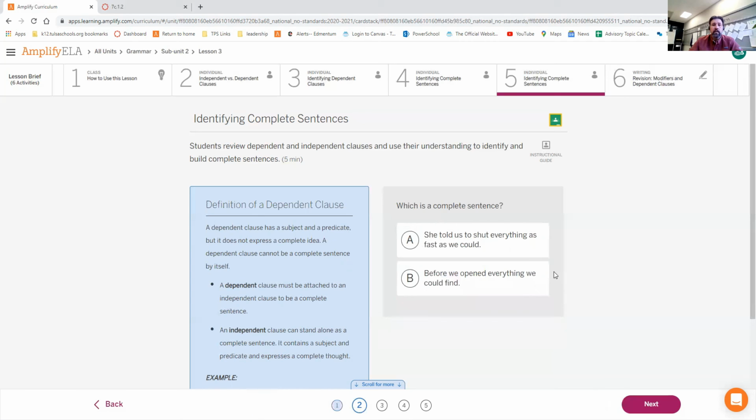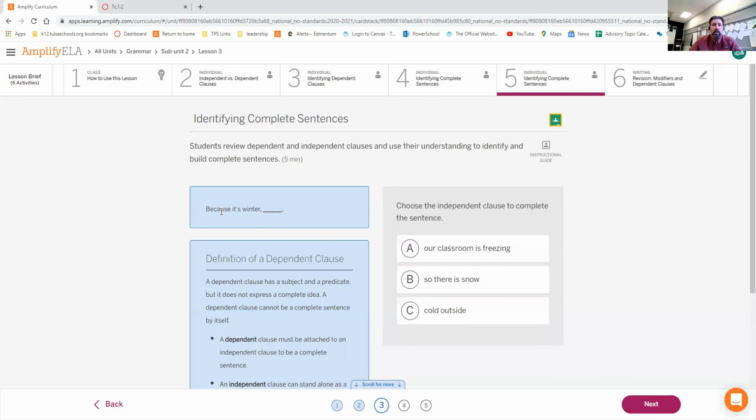Next one, same idea. She told us to shut everything as fast as we could. She told us to shut everything. And then we have our dependent clause, as fast as we could, afterwards. But this independent clause makes it work. That's definitely a complete sentence. Before we opened everything we could find, see the word before here makes us a dependent clause. What about it?